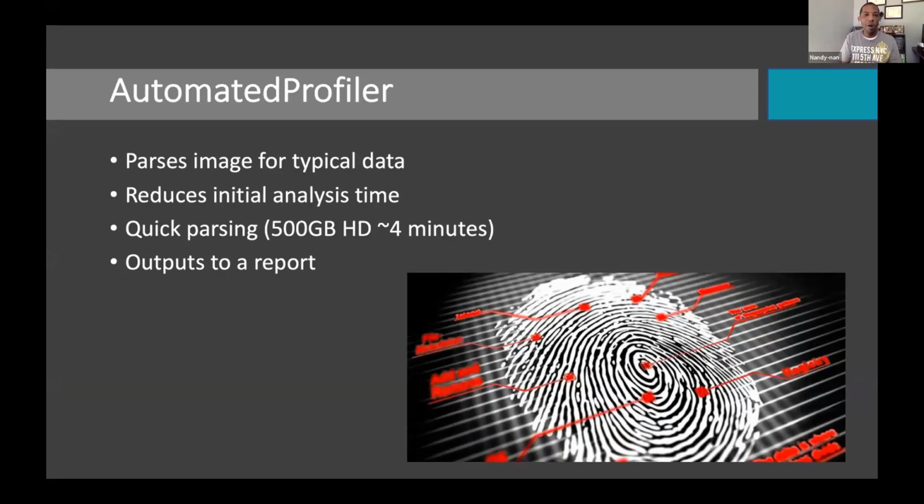So I came up with Automated Profiler. This is going to parse the drive looking for typical data that we're looking for. I've only really worked with 500 gigs or so, and in doing so, it's about 4 or 5 minutes to do that. And when we get that back, we get that back as a report.